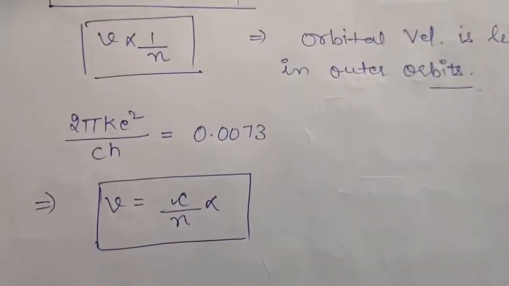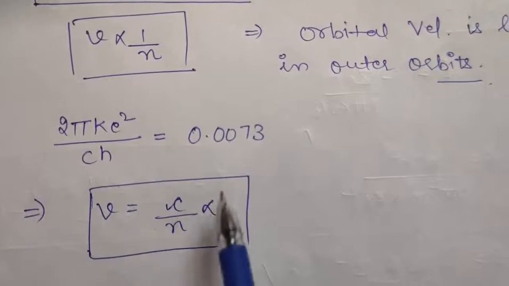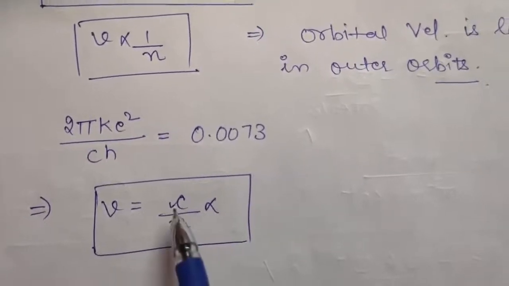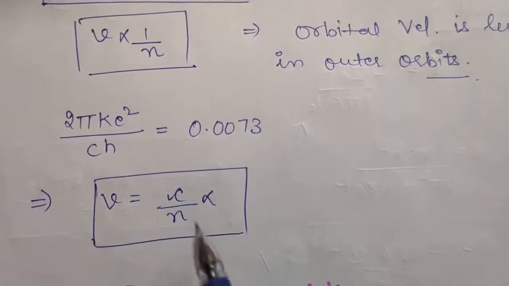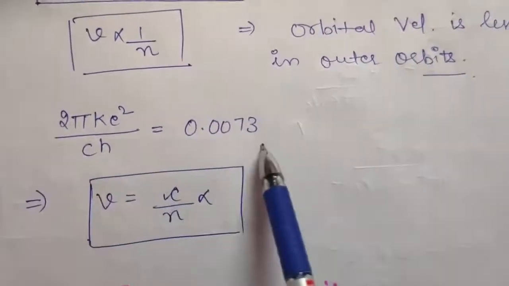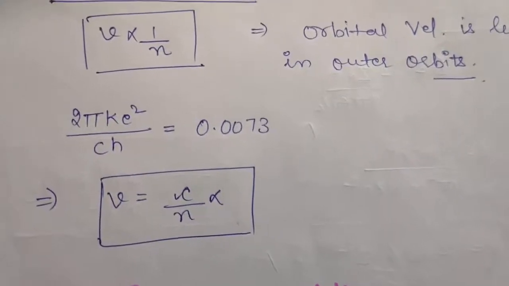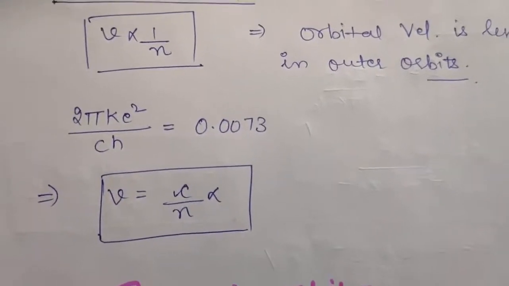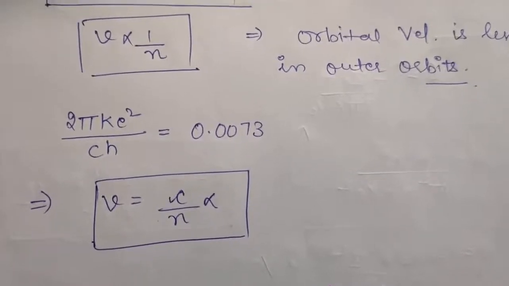So now if in any numerical you have to calculate the value of velocity, you know the value of alpha, you know the value of c. According to the given value of n, you can easily calculate v. So remember this value, okay? So up till here we have concluded that radius is directly proportional to n square and velocity of electron in a particular orbit is inversely proportional to n.